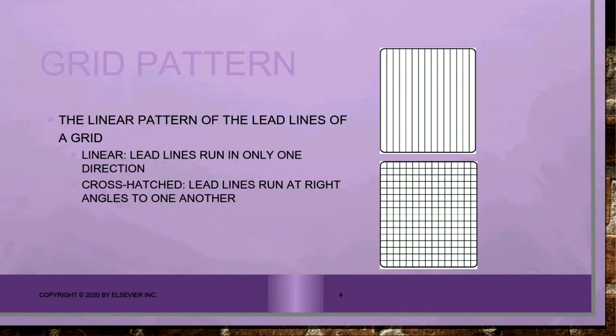As far as the grid pattern, there are two types of grid patterns. They can either be a linear pattern where the lines run in one direction, or they can be cross-hatched, where the lead lines run at right angles to each other. When we're talking about the original grid invented by Gustav Bucky in 1913, this would be an example of that. This is what Gustav Bucky came up with, where the lead lines run at right angles to each other in a cross-hatched or grid pattern.